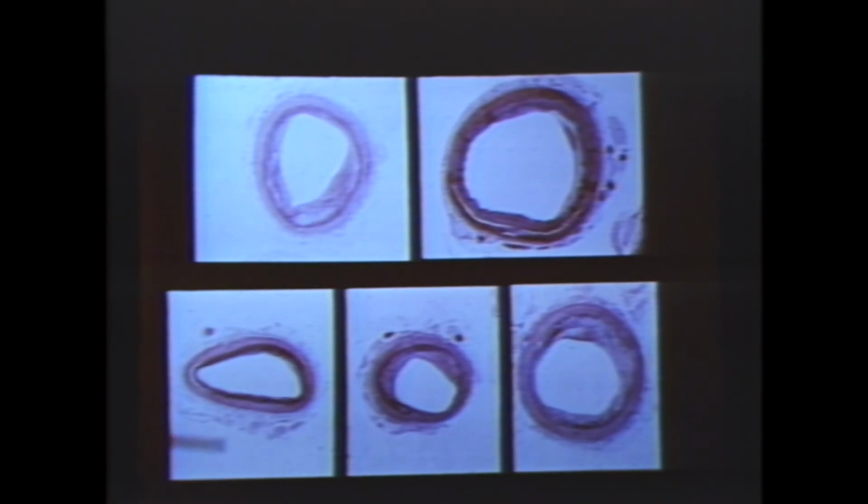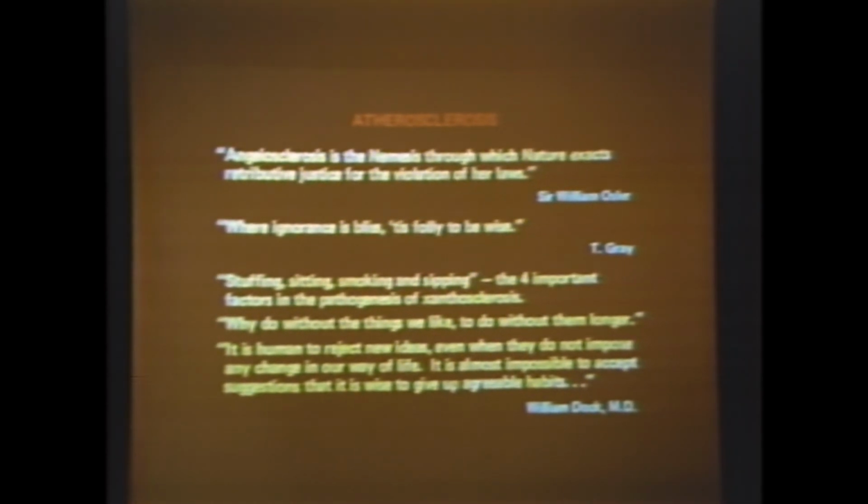These are coronary arteries. Look at this. This is the left anterior descending coronary artery in a woman 103 years of age. 103. Look at it. That's pretty doggone good. It does not have to be an inevitable consequence of aging. I think it comes down to this: why do without the things we like to do without them longer? Thank you very much.